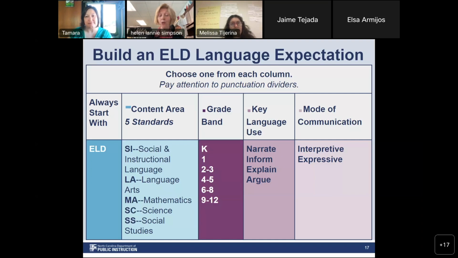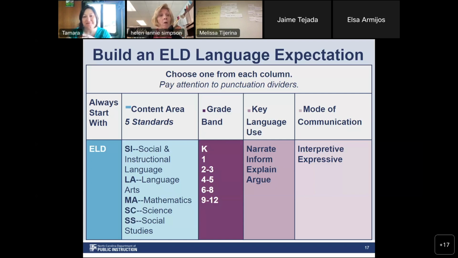And I'm sure you're totally familiar with those. Then there'll be a dot and the key language use. And again, it's the classic 4 key language uses of narrate, inform, explain, and argue. And then finally, WIDA delineates with a dot and then the mode of communication. So interpretive: WIDA's expanded what they used to call receptive language, which is still receptive with listening and reading, but they've expanded it by adding in viewing.